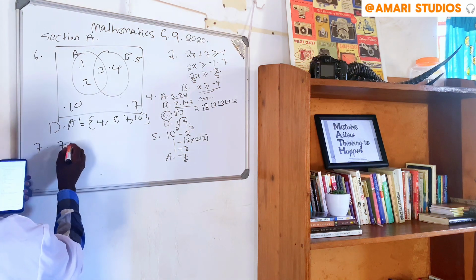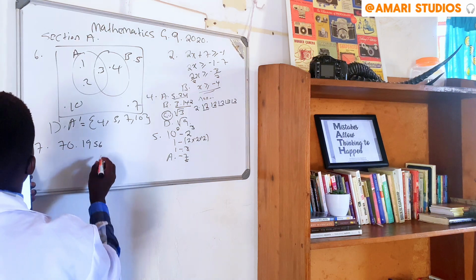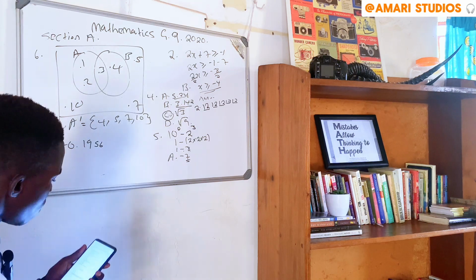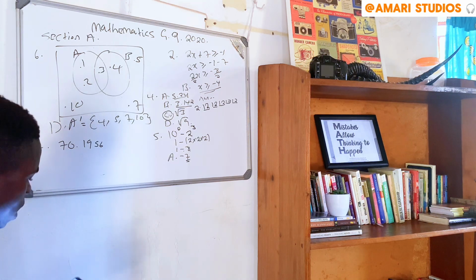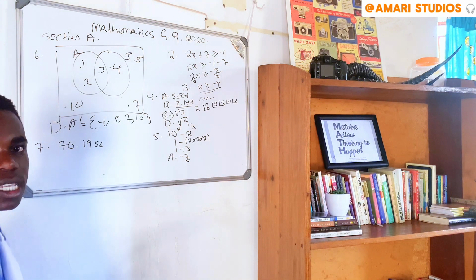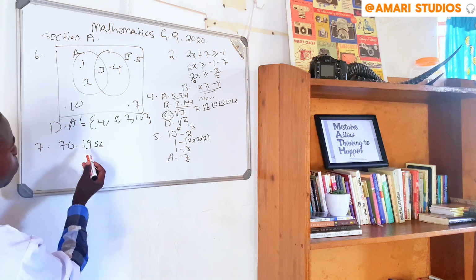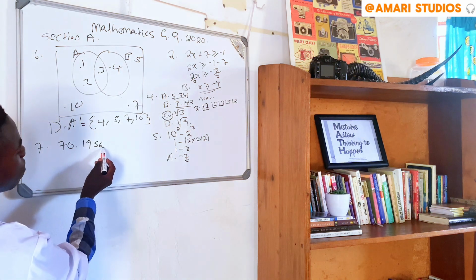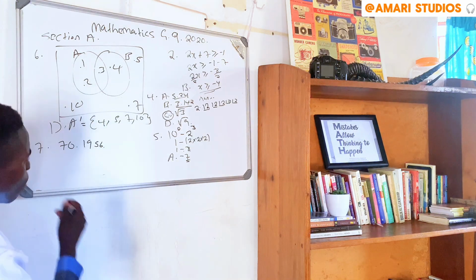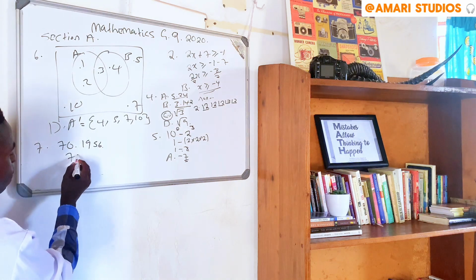Question 7 is saying, write 70.1956 correct to 2 decimal places. So now what we are going to do, when you're correcting to 2 decimal places, these are numbers after the point. As you can see, the decimal places that we have are 1, 9, 5, and 6. Since the question is saying correct to 2 decimal places, we are going to count 2 numbers after the point. So this will be 70 point.